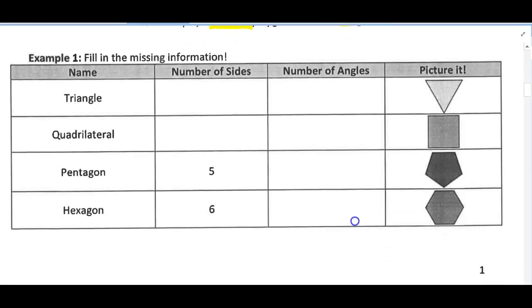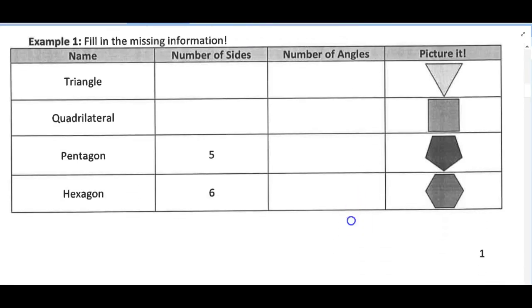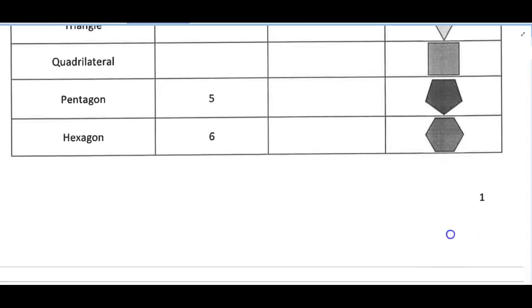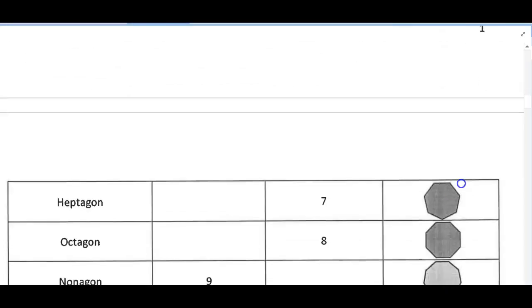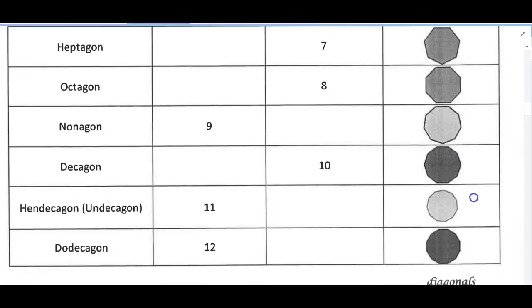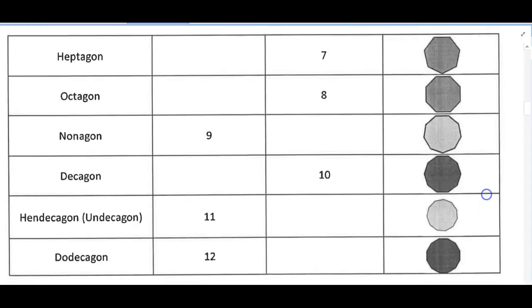Alright, so the last thing that I want you to do is I want you to fill out this example 1 chart with the number of sides of each polygon, and then the number of angles for each polygon, and then again we'll discuss that the next time we see each other in class. So you can stop the video now and fill out this chart, and then when you're done with that, you can go on to the next video, and we will see you there.